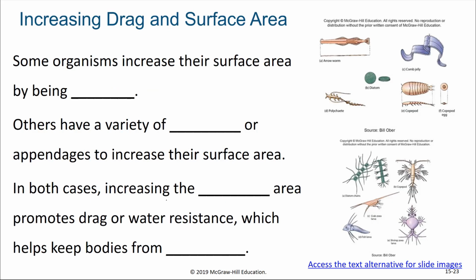Some organisms increase their surface area by being flat. And similar to dropping a sheet of paper in air, this flat shape will cause horizontal movement and a rocking motion which can allow for continued exchange of materials with the water. Other organisms have a variety of spines or appendages to increase their surface area. In both cases, increasing the surface area promotes drag or water resistance, which helps keep bodies from sinking.